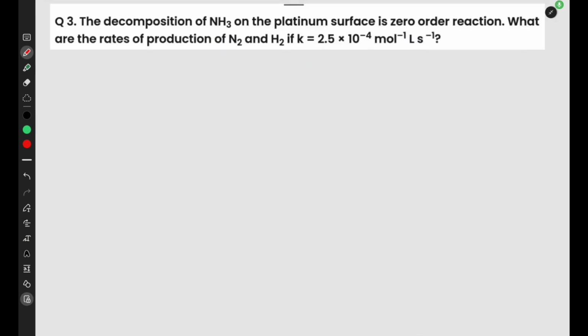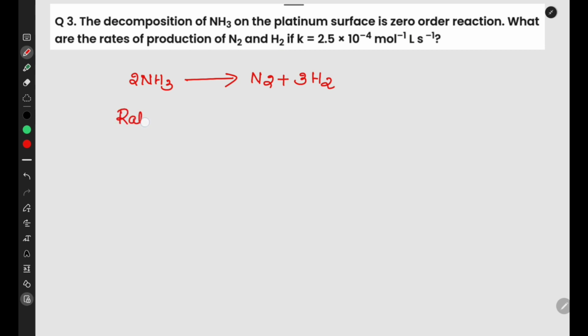The decomposition of ammonia on the platinum surface is a zero order reaction. What are the rates of production of nitrogen and hydrogen if K is equal to 2.5 into 10 raised to minus 4 mole liter raised to minus 1 second raised to minus 1? So let us write the decomposition equation. 2NH3 gives N2 plus 3H2.